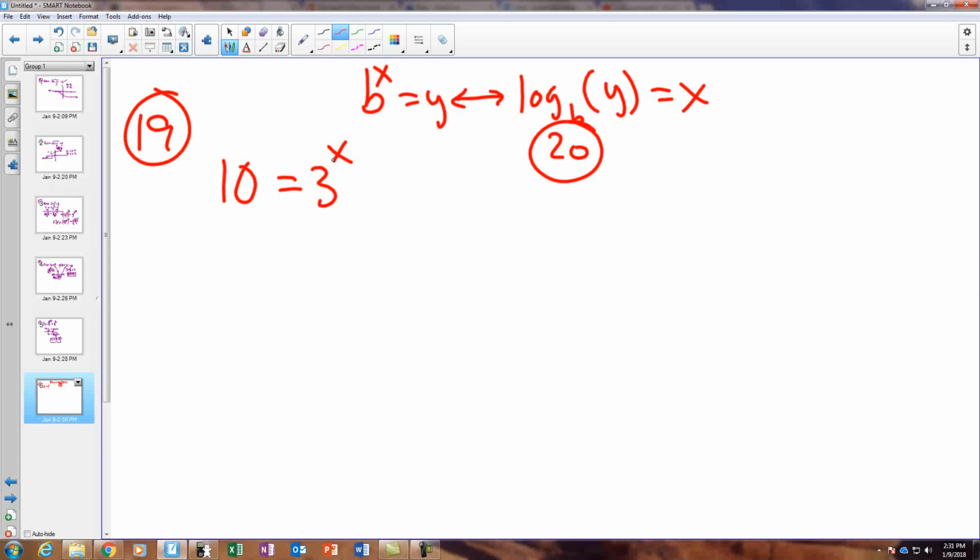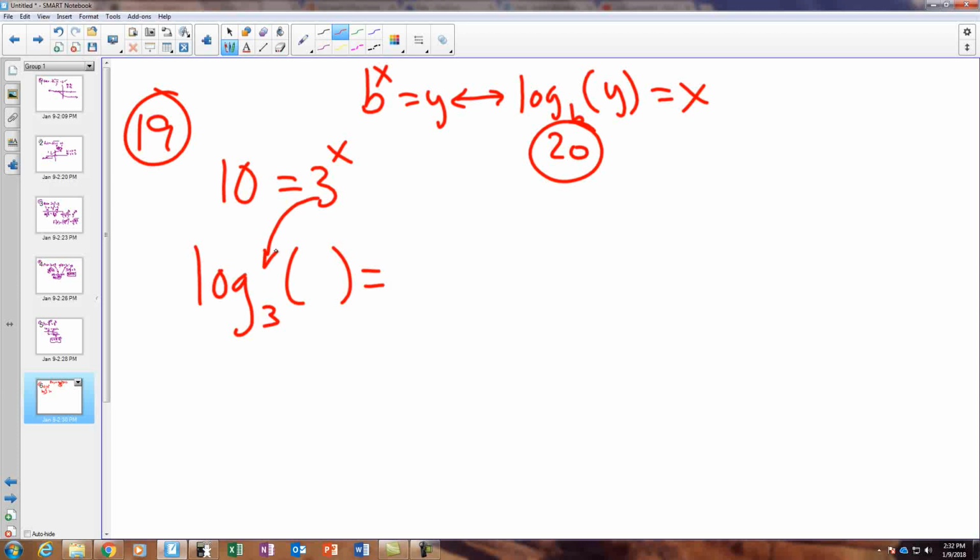Oh, just check. All right, so I'm going to write this as a log. I want it to look like this thing over here. But I need to know what's b, what's y, and what's x in this problem. So what is the base of my logarithm? What's the b in this problem? 3, because it's what has the exponent. So that 3 is going to go right there.